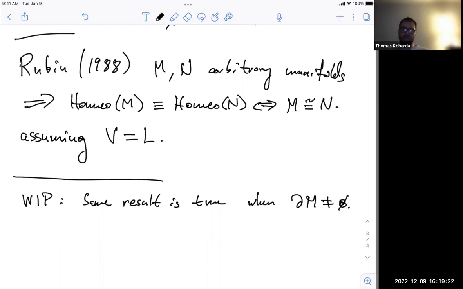I'll sketch some of the ideas that go into the proof. I think even for something like the interval or the circle, it's not entirely obvious that this is something practical to write down. But yes, that is correct. It is stronger, strictly speaking, than first order rigidity. Thank you.